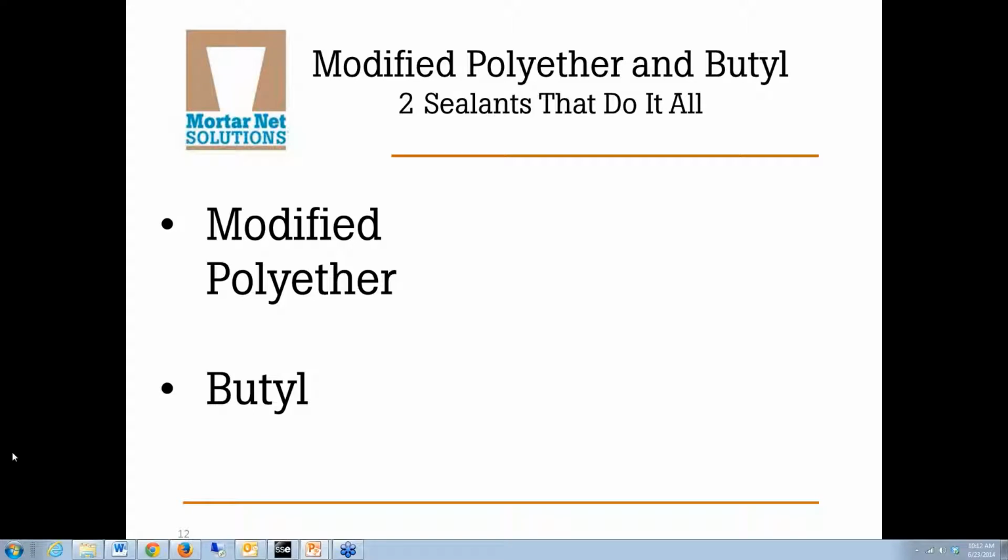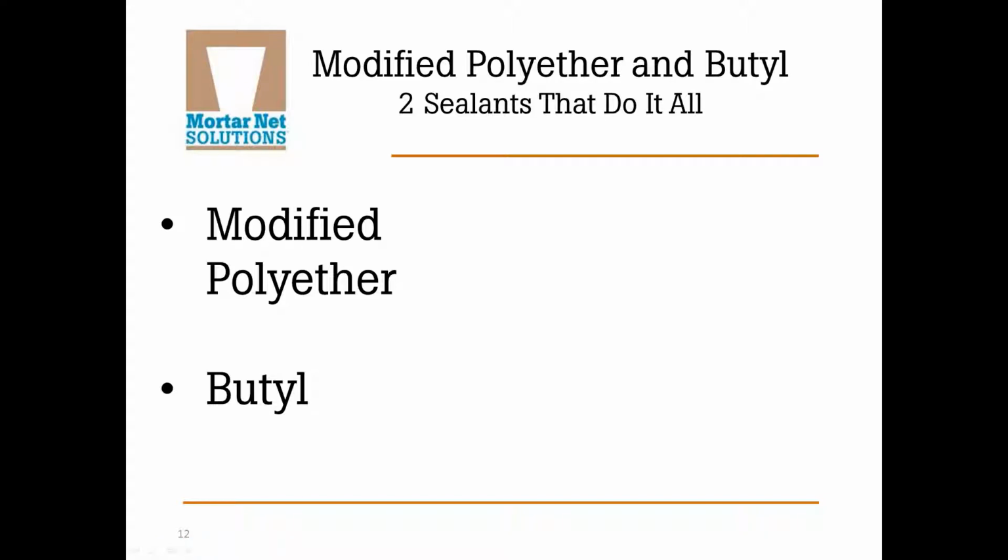Okay, let's move on to our next slide. As good as silicones and polyurethanes are, there are 2 sealants available now that can handle almost any type of masonry project, but without many of the downsides of the silicones and polyurethanes. And they are modified polyether and butyl.